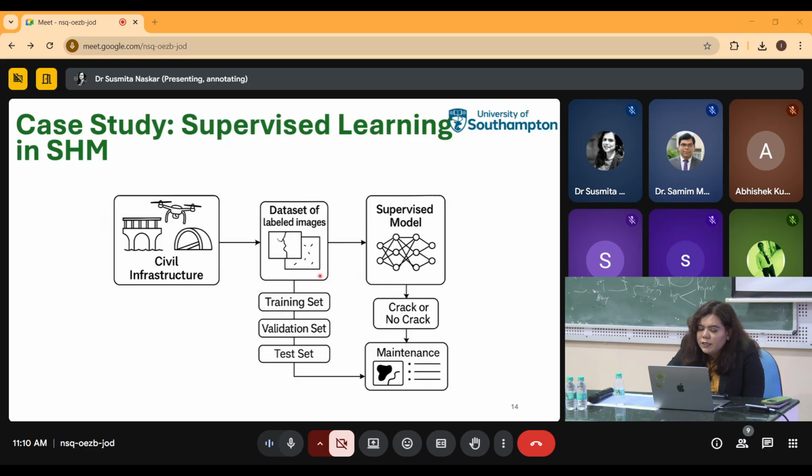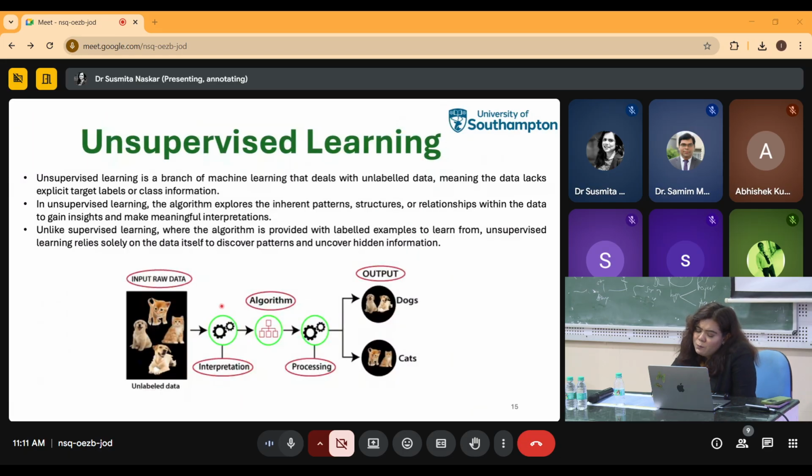So basically there are mainly 4 steps. First, you are collecting the data, you are preparing the data, then you are training the model, and then you are taking the output and maintenance, right? These are the 4 steps we generally always use when we try to do supervised learning. Not only for the SHM, for mainly all of the cases you will see that. And when you see this case study, you can also understand how supervised learning can automate structure inspection, reduce the manual effort, and improve the safety and longevity as well. So that's one of the important case studies.